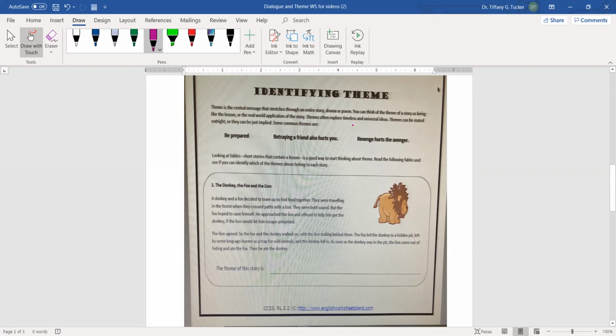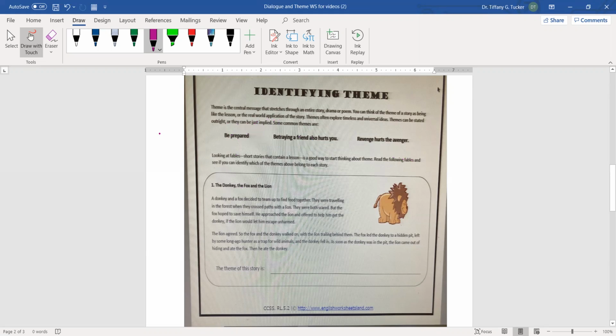It says that themes often explore timeless and universal ideas. An example of that would be if the theme of a story were courage or responsibility, because those are themes that we can see almost anywhere. It also tells us that themes can be stated outright, meaning the passage will say the lesson of the story is, or the moral of the story is, or they can be implied. When a theme is implied, we, the reader, have to use the text evidence to figure out what the theme is. Some common themes that you might see in reading would be prepared, betraying a friend also hurts you, or revenge hurts the avenger.